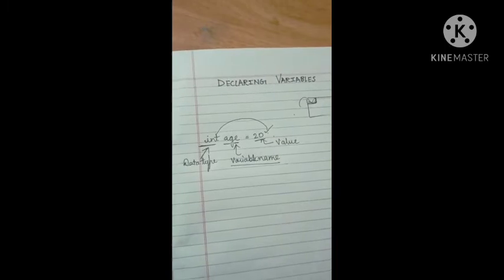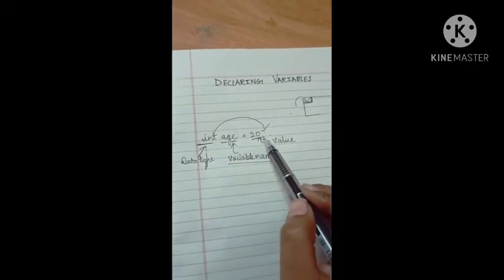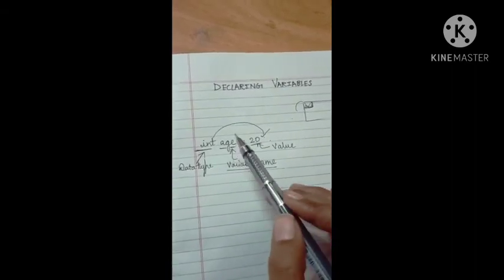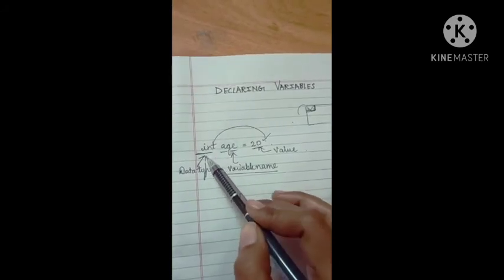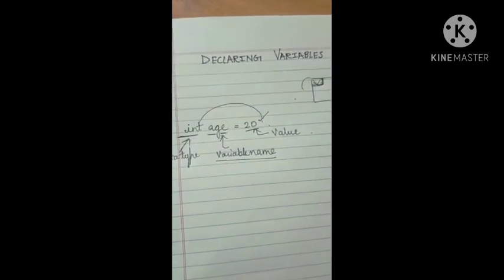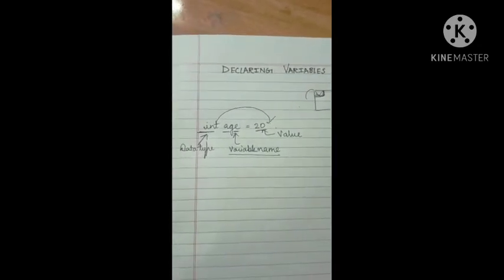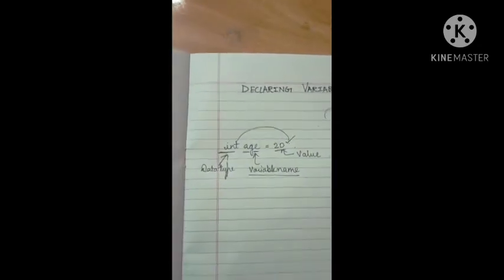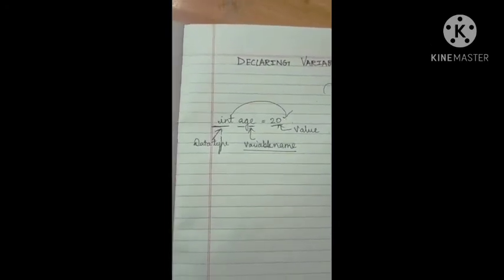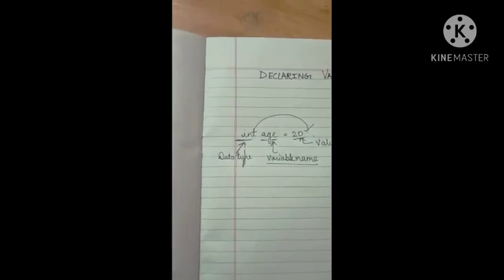So a variable is nothing but a name given to a memory location, and this value is stored in the memory location with the name age. And this shows that the value we are giving to the computer is an integer. Clear? So this is how we declare a variable in our program. Whenever we give any value to our computer, we must declare the data type of that value. There are various types of data types.